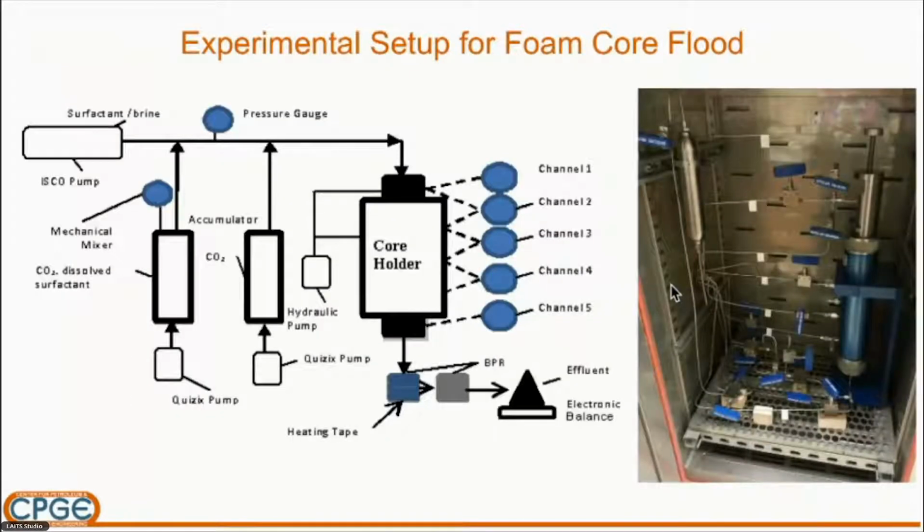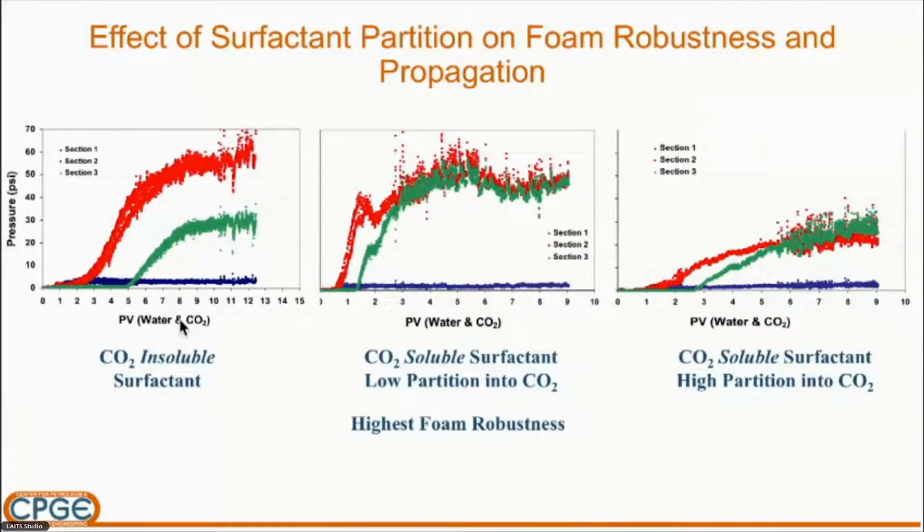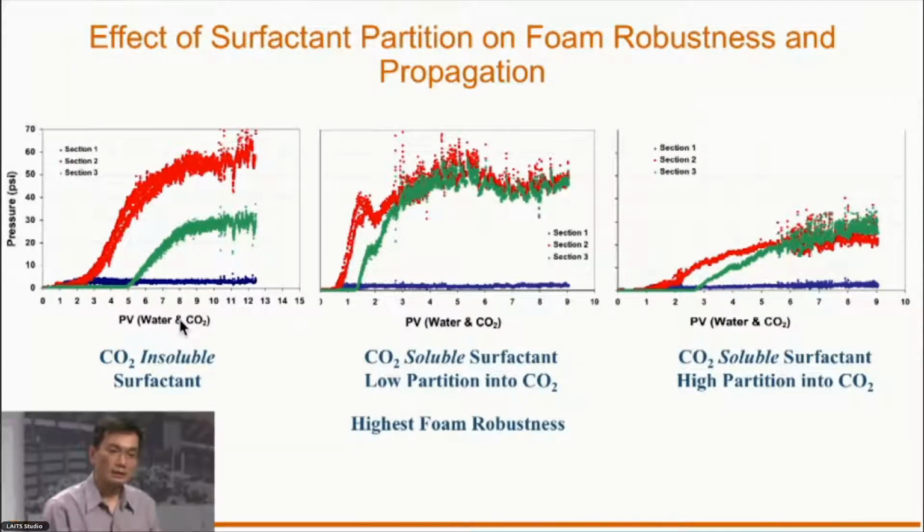Now you can relate the surfactant partition coefficient to the foam robustness or foam propagation in the rock through core flood experiments. This is a very traditional core flood experimental setup where you have the core holder right here. You inject foam with the surfactant in the CO2 and the water, and you measure the pressure drop along the core. Because the buildup of the pressure drop along the core is a true measure of how fast and how robust the foam is going to be, you use it as an indicator of surfactant and foam performance.